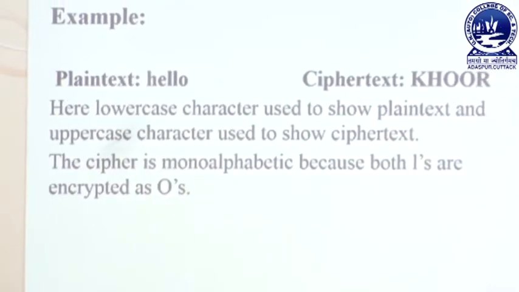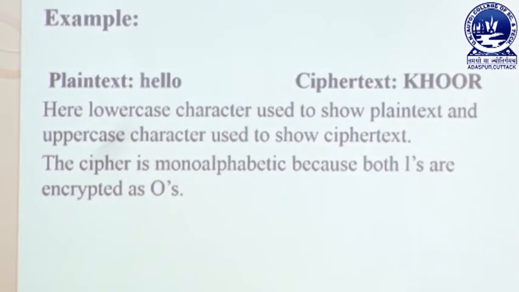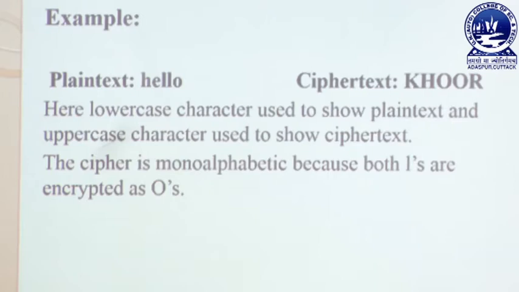This is another example. Here plain text is hello and the cipher text is KHOOR. How is this plain text converted to cipher text using the monoalphabetic cipher? Here H is replaced by K, E is replaced by H and L is replaced by O. Then there is another L in your plain text which is also replaced by O. This is why it is called the monoalphabetic cipher in this example.